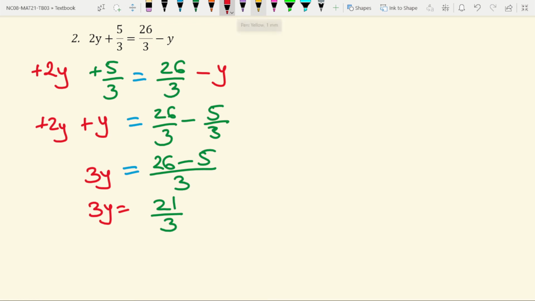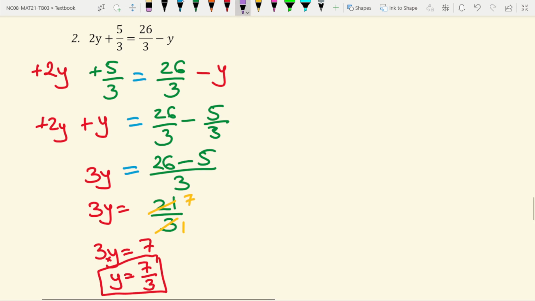So 21 and 3 will get cancelled. 21 and 3 can get cancelled: 3 ones are 3, 3 sevens are 21. So the answer remaining will be 3y is equal to 7, and hence y will be equal to 7 by 3. 3 is getting multiplied with y, so multiplication will get transposed into division. So y is nothing but 7 divided by 3.